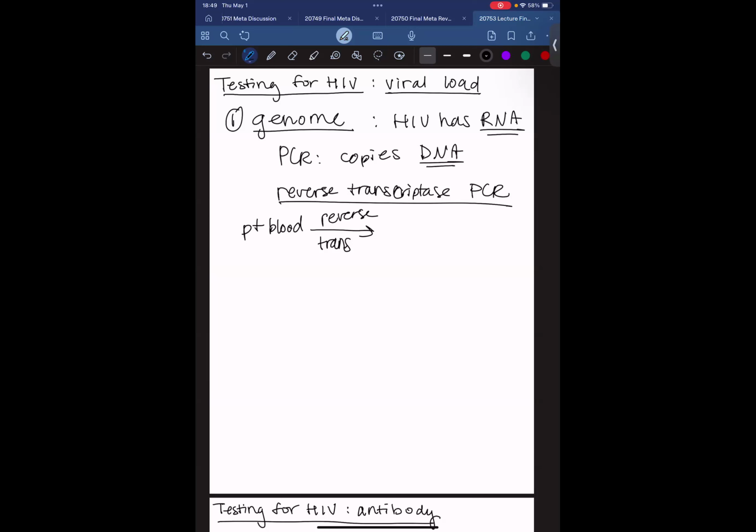Anyways, so reverse transcriptase is the same enzyme that HIV uses to convert its RNA into DNA that then gets inserted into the host. We can actually hijack that in genetic engineering, and use it to turn the RNA into DNA. So the patient blood, where we have the RNA of the HIV virus, we'll then use reverse transcriptase to turn it into DNA of the HIV.